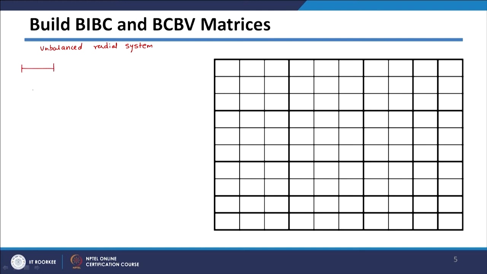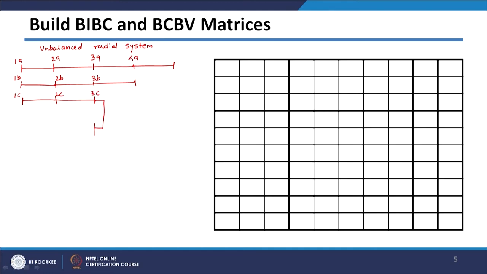Let us say this is your branches between 1 and 2, then between 2 and 3, 3 and 4, 4 and 5, and then there is 6 here. So here it is 1A, 1B, 1C, this is 2A, 2B, 2C, this is 3A, 3B, 3C, 4A, 4B. Here we are considering only 2 lines which are going ahead. So only 2 phase system is here, and here only single phase system which is going ahead.